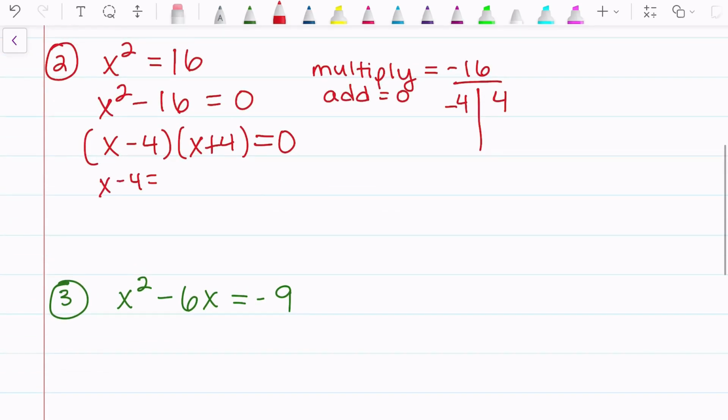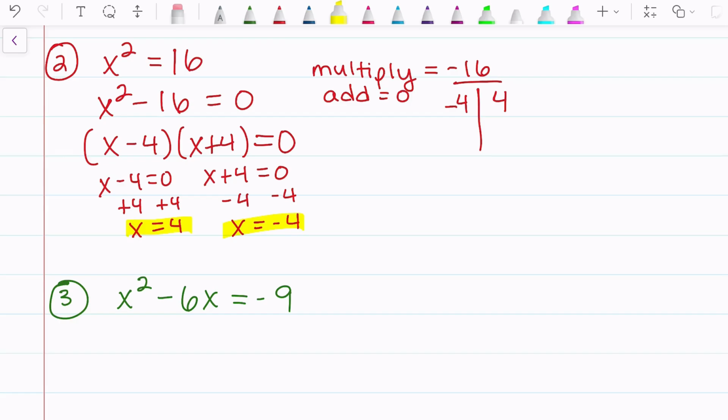So I have x minus 4 equals 0. I'm going to add 4 to both sides, and I get 4, which is the opposite. I'm going to set x plus 4 equal to 0. I'm going to take 4 away, and I end up with negative 4. So those are my two x-intercepts.